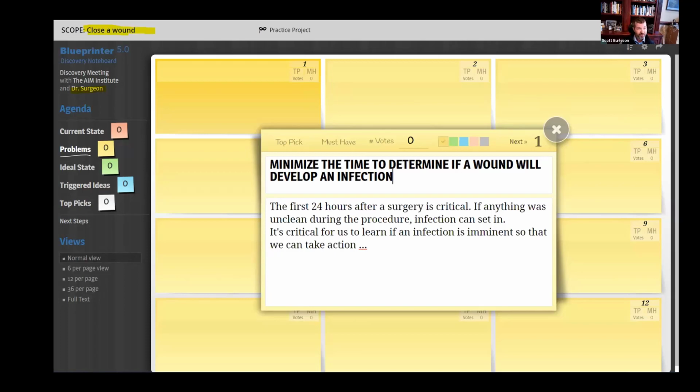And so with our conversation, we say, what problems do you have when closing a wound? And the physician tells us, well, the first 24 hours after surgery, that's critical. If anything was unclean during the procedure, infection sets in. And so then we get all this additional probing about this infection. And ultimately, maybe we get to an outcome statement that is, minimize the time to determine if a wound will develop an infection. Could the hospital executive have had some insight on this? Yeah. Could the patient have had some insight on this? Yeah. So we can often learn something from most everybody within that ecosystem.